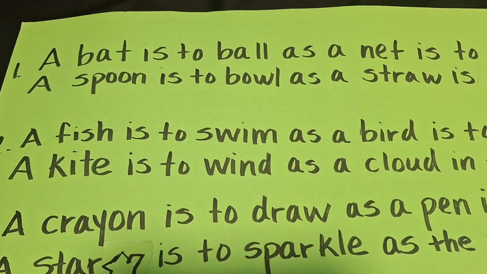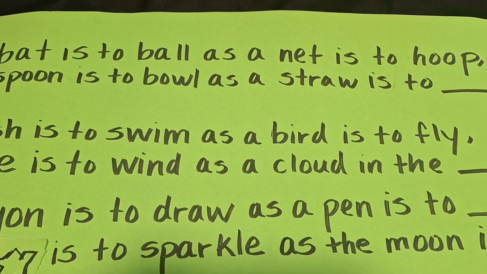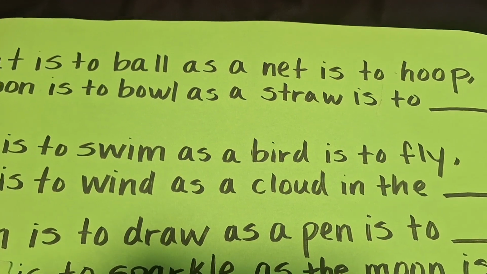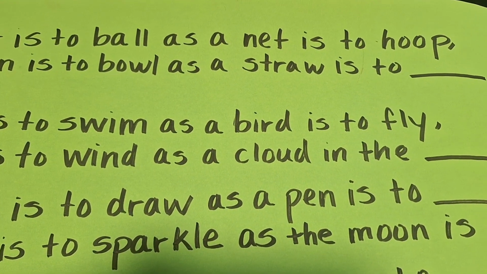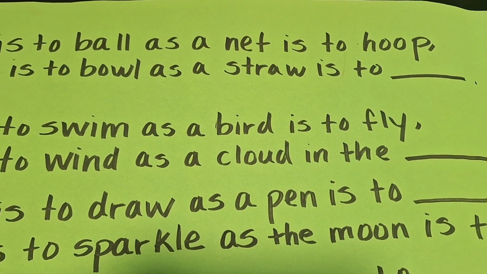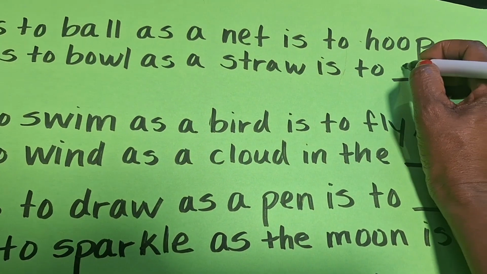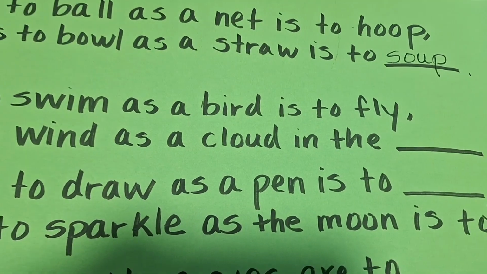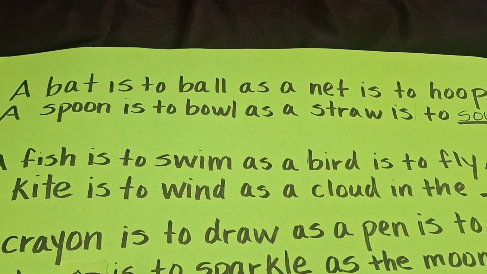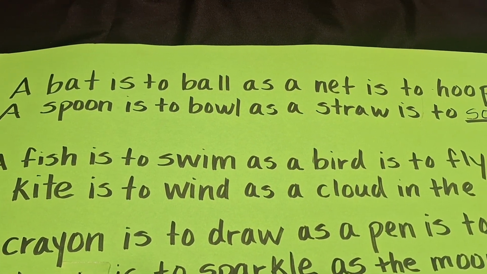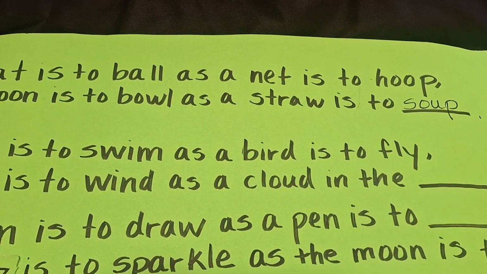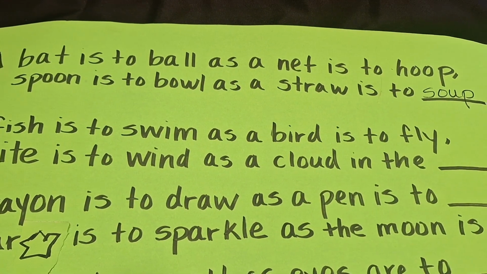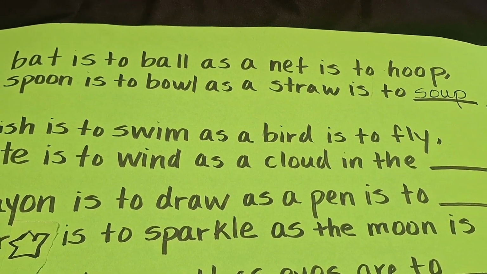So we have a bat and ball that goes together. A net and hoop goes together. So a spoon and a bowl and a straw to sip what? That rhymes with hoop. Very good. Soup. S-O-U-P. Very good. So that's an analogy. A bat is to ball as a net is to hoop. A spoon is to bowl as a straw is to soup.